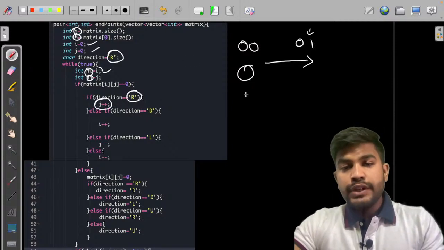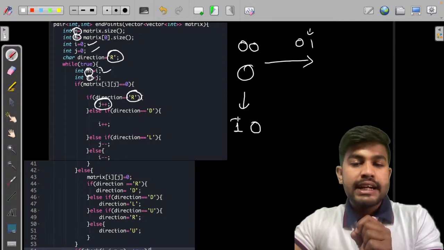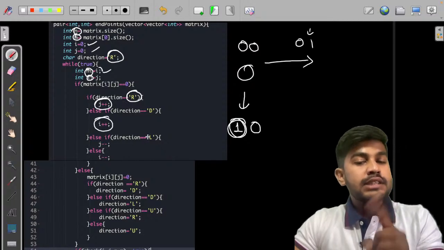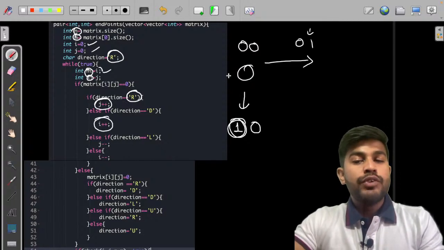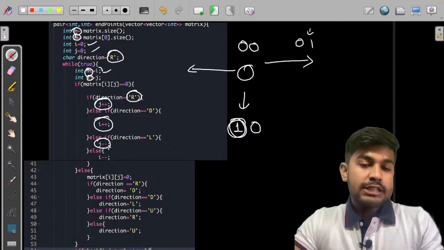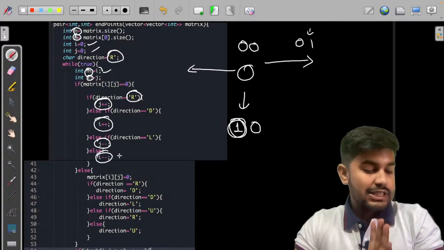Now suppose we need to go down. If we are going down, the index i gets incremented, that is why it is i plus plus. Same goes for left. If moving right increments j, the left direction would be the decremented value, that is j minus minus. If we are moving up, that would also be a decremented value, that is i minus minus.